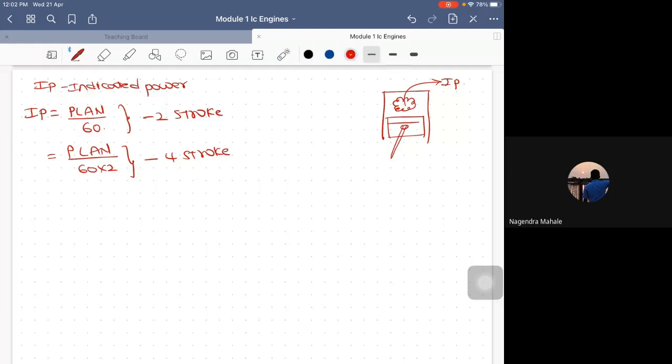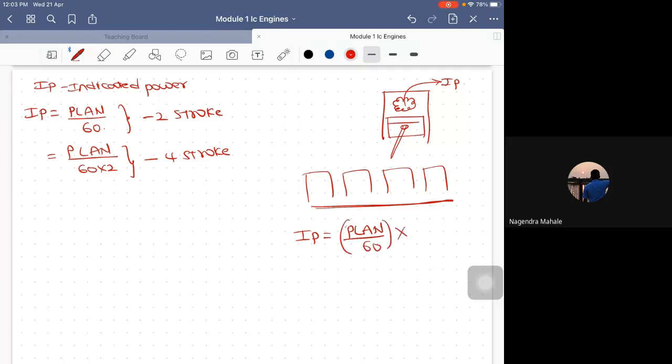This particular indicated power is for one simple cylinder like this. Suppose there are many cylinders, say 4 cylinders. When you want to calculate IP for the whole engine, you take it as PLAN divided by 60 into the number of cylinders: 1, 2, 3 and 4. So it is multiplied by 4. This gives you the overall indicated power of all the 4 cylinders. We shall discuss this in the problems in a detailed fashion.